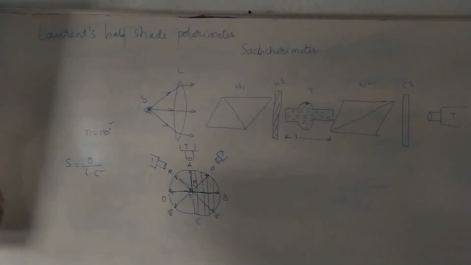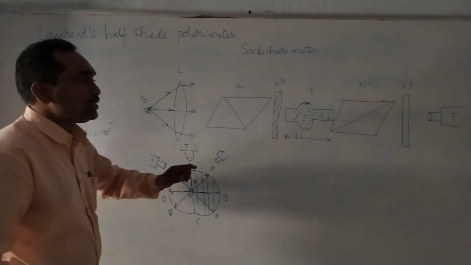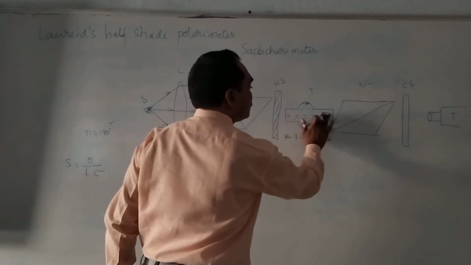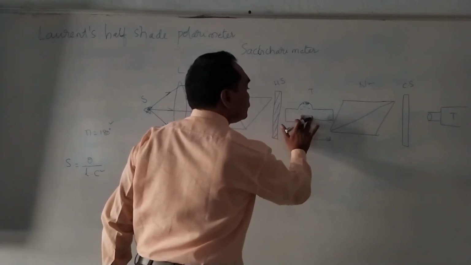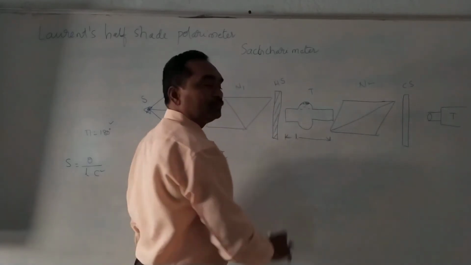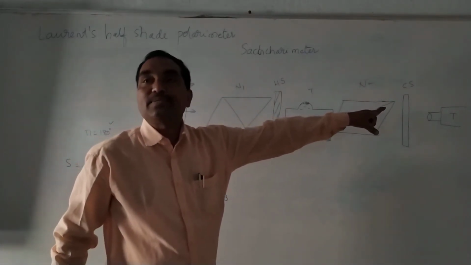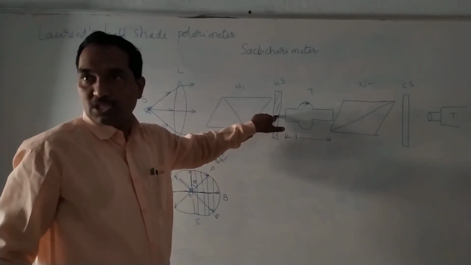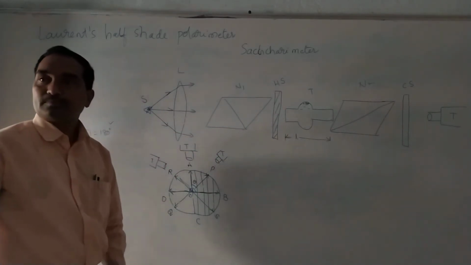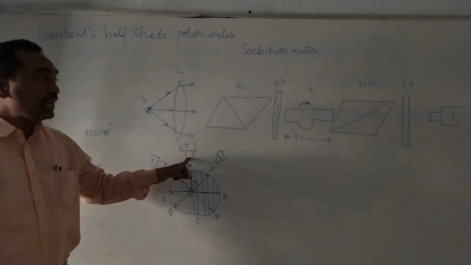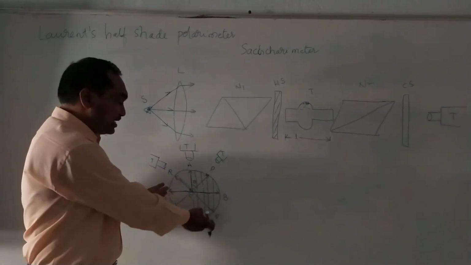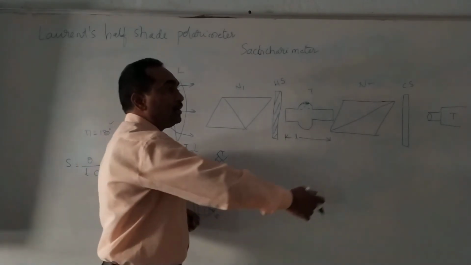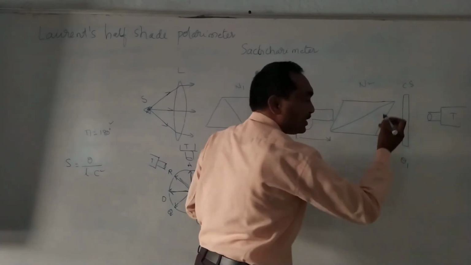How can it be done? Initially there is no solution in this glass tube T. It is empty. Now the crosswires in the eyepiece will be focused on the half shade device, in the direction along AC. Then both these parts, ABC and ADC, are bright. Now we take the reading of the circular scale, that is theta 1.